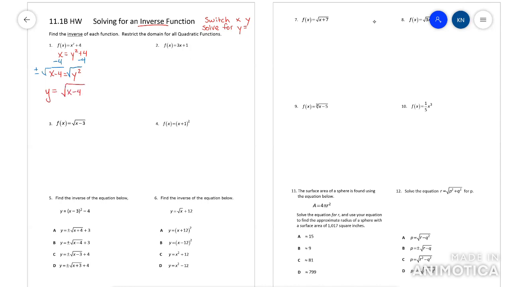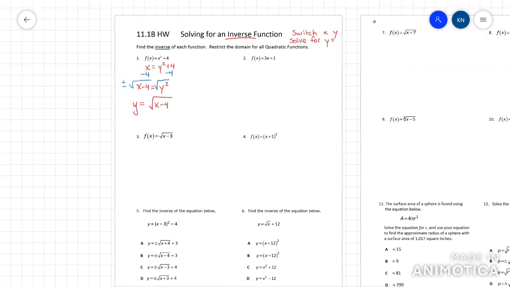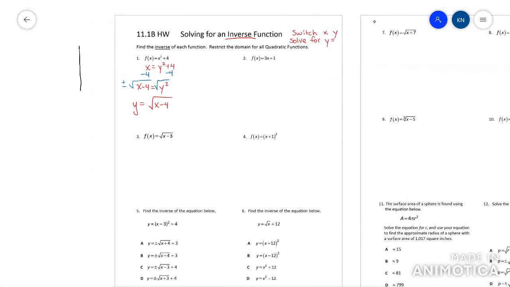But this was a quadratic, and if you remember from graphing these quadratics, here's original. We'll do original in green. So here's original. If you did the full inverse of this as if it was plus minus, it would be like this. The total red, and that's not a function. It doesn't pass the vertical line test. So they'll tell you to restrict the domain for all quadratic functions. What that means is you need to choose either plus or minus. We're going to go with the plus.